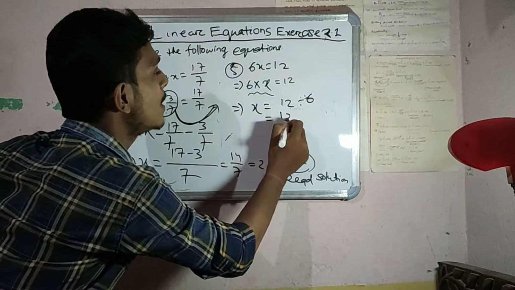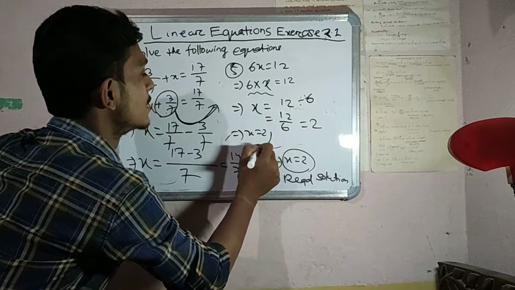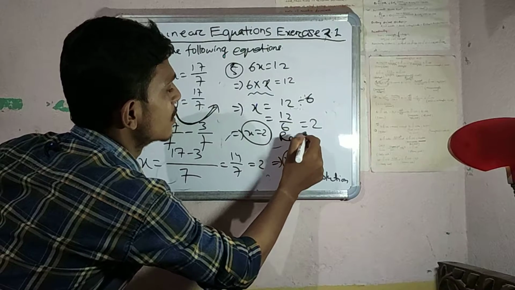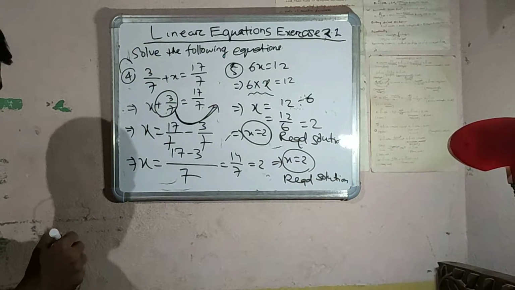So 12 upon 6 is 2. So the value of x is 2. That is the required solution.